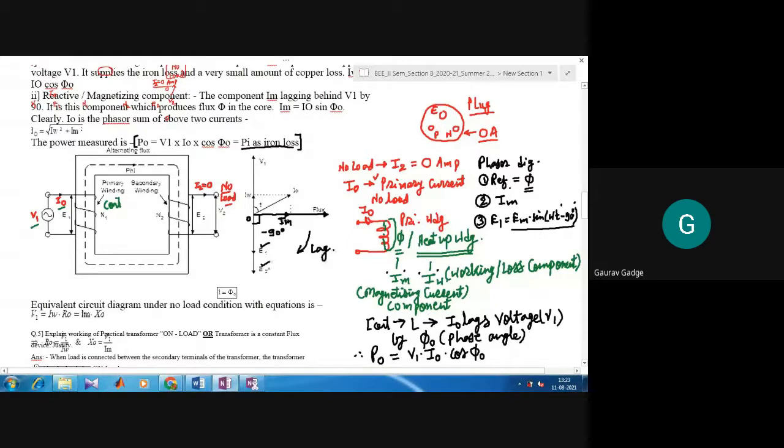So E1 E2 lags the flux by an angle, and we have already derived this from the equation. I'm not taking anything from myself. We already proved that the EMF induced lags the flux by an angle of 90 degrees. So therefore we are making it in a phasor diagram. We are drawing the phasor diagram: E1 E2 lags the flux by an angle of 90.